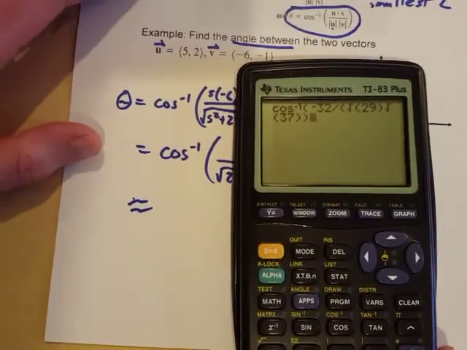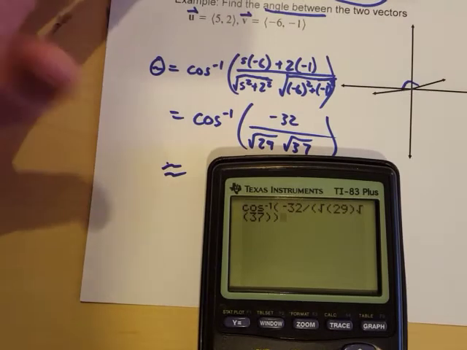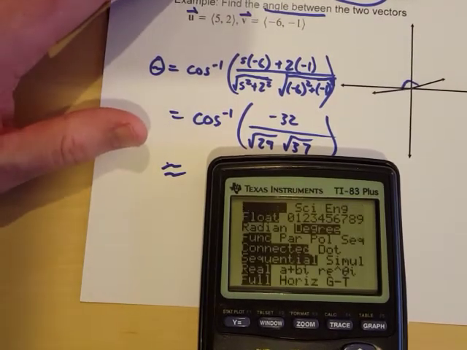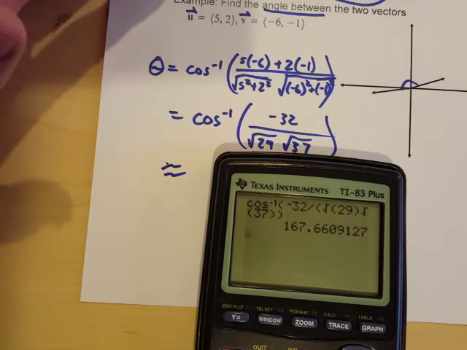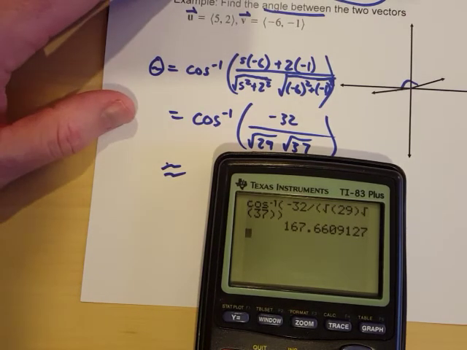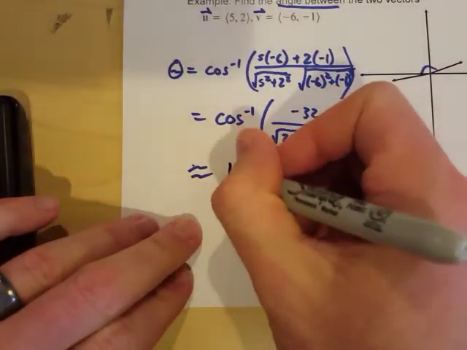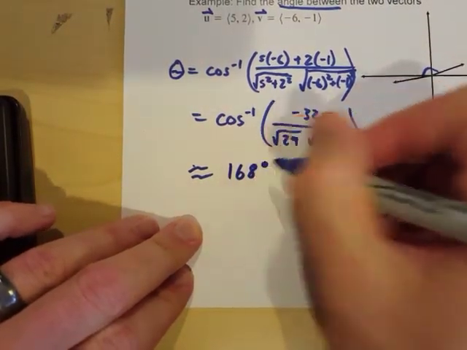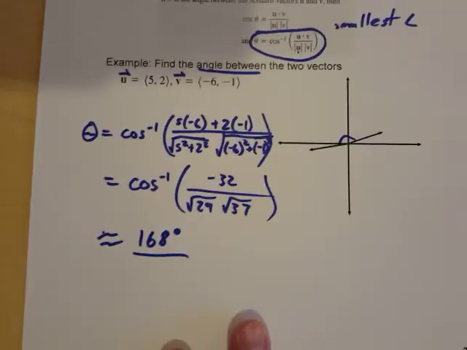I've got my calculator all queued up here with the formula plugged in. And so just to verify, we got degree mode, and then we hit enter, and then it tells us that it's about 167.7. So we can just round that to about 168, and that's probably good enough for now. That is the angle between two vectors.